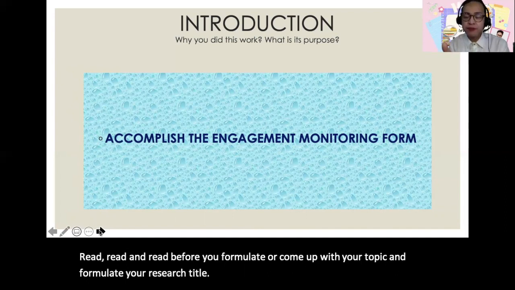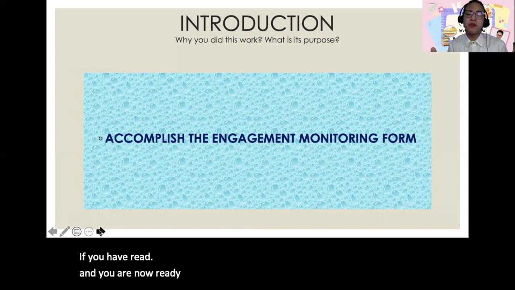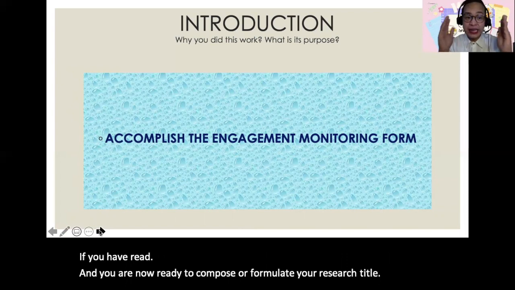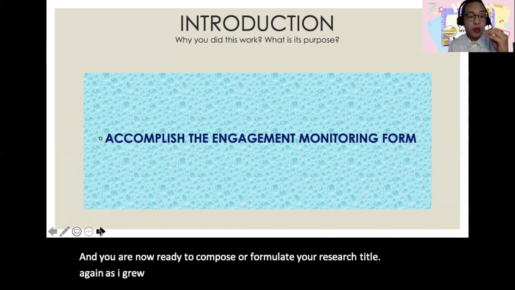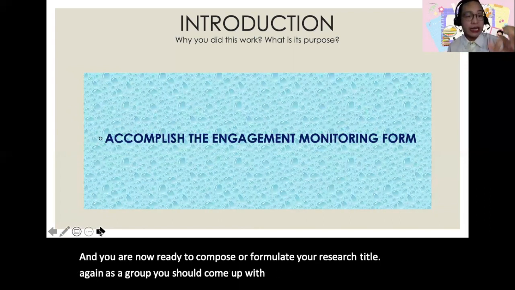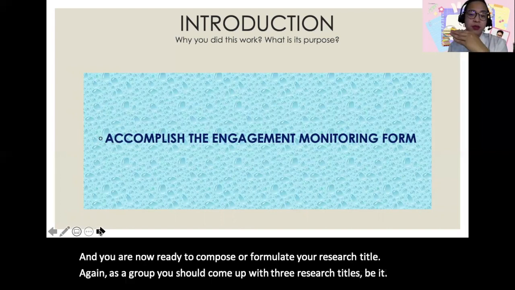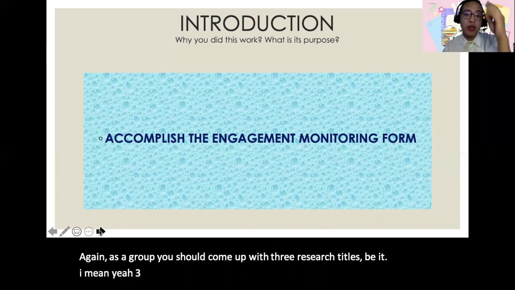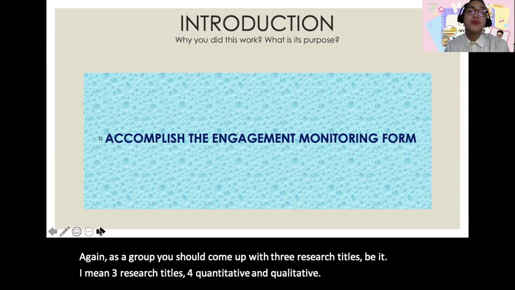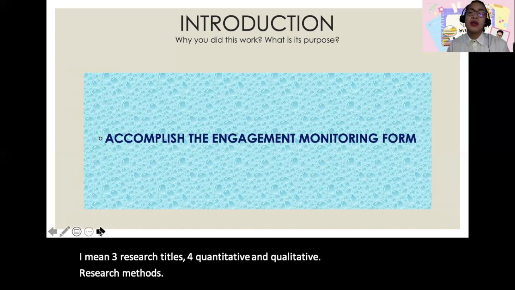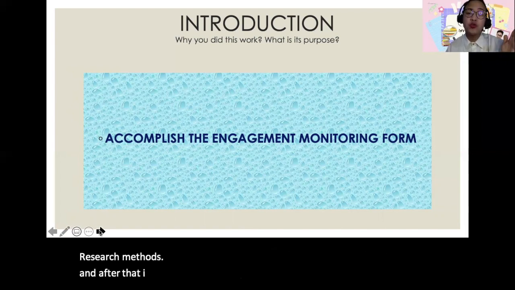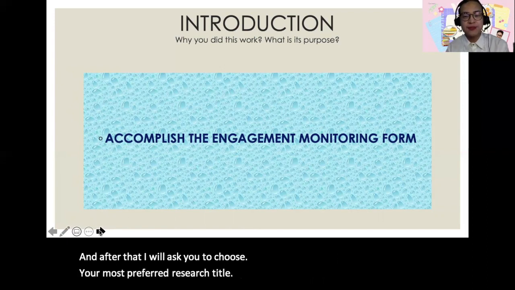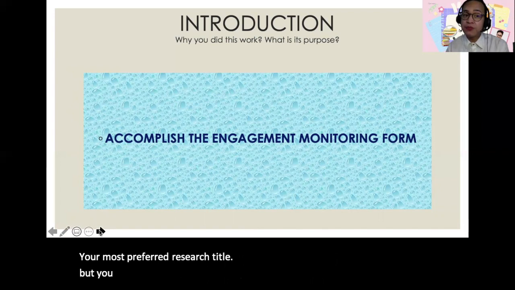Now, if you have read and you are now ready to compose or formulate your research title, again, as a group, you should come up with 3 research titles for quantitative and qualitative research methods. And after that, I will ask you to choose your most preferred research title. But you should be ready to defend those research titles.